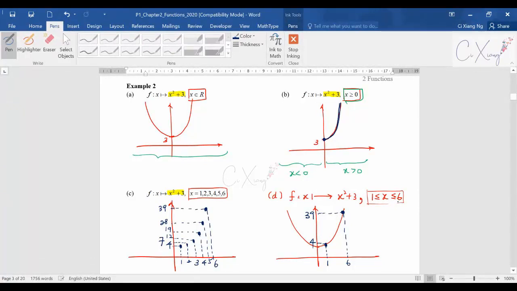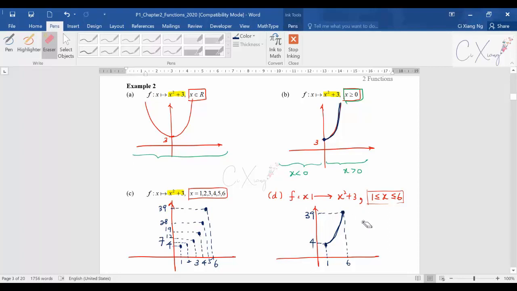Okay, so they want you to consider everything between 1 until 6. That means they want you to consider this part of the graph from 1 until 6. So eventually when you look at your graph carefully, your final graph will look something like this.